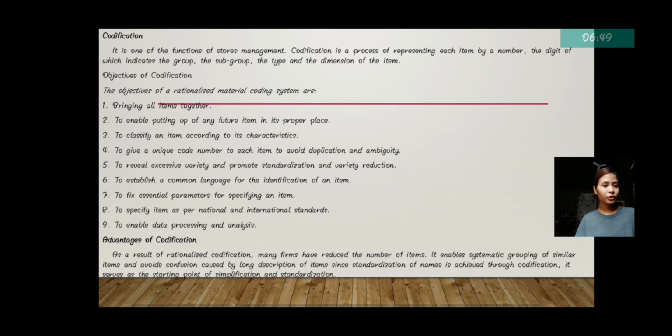And then the advantage of codification is, as a result of rationalized codification, many firms have reduced the number of items. It enables systematic grouping of similar items and avoids confusion caused by long description of items, since standardization of names is achieved through codification. It serves as the starting point of simplification and standardization. So yes, codification is also standard. It is the standard of one's product.